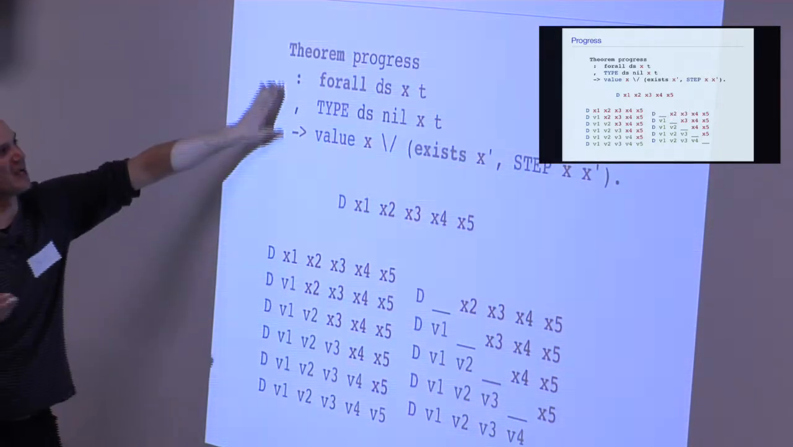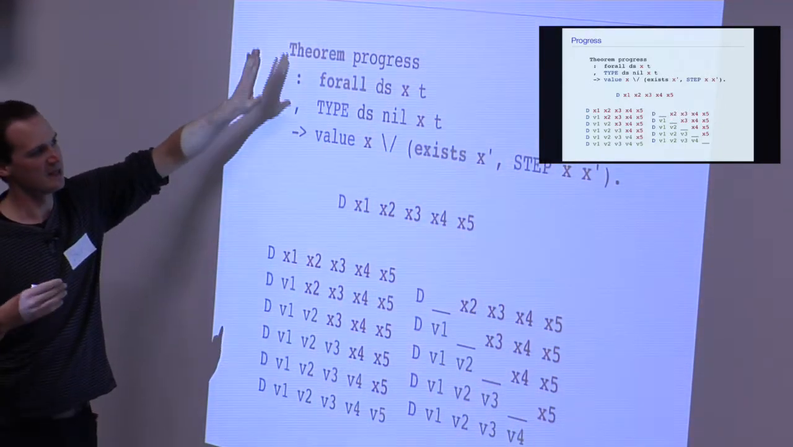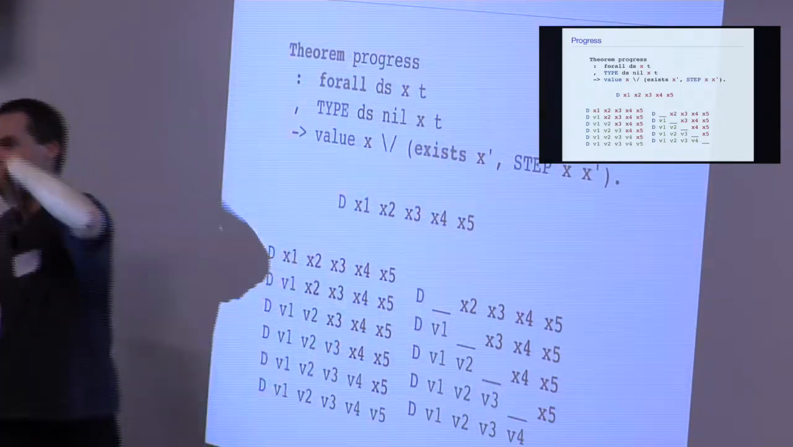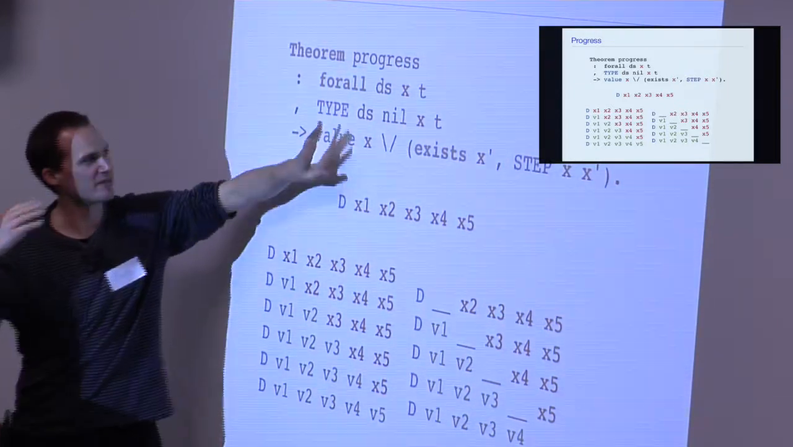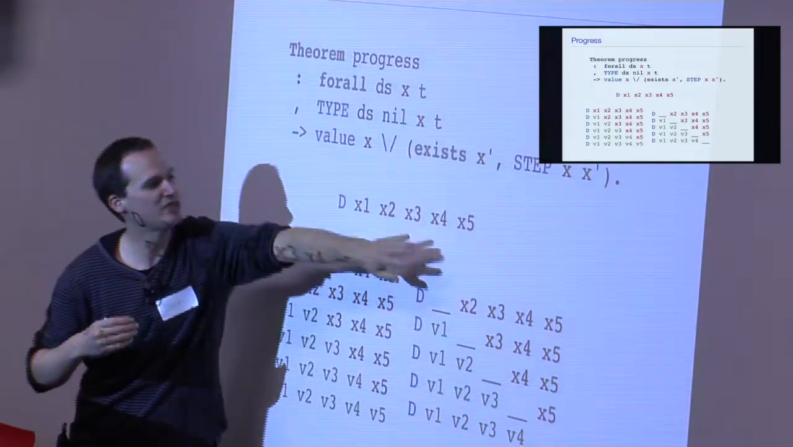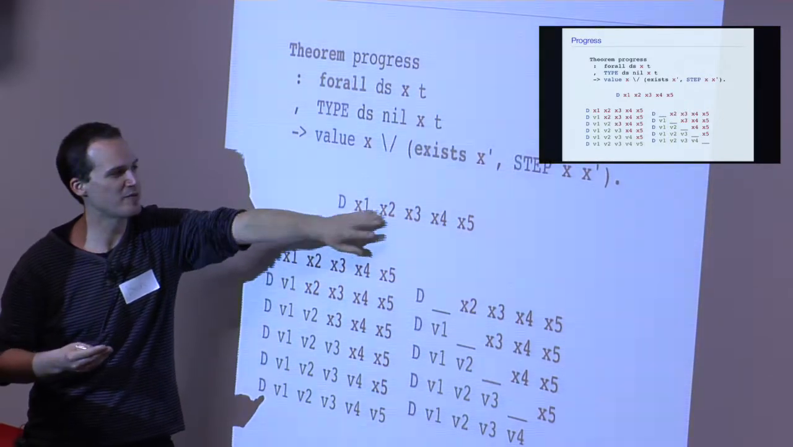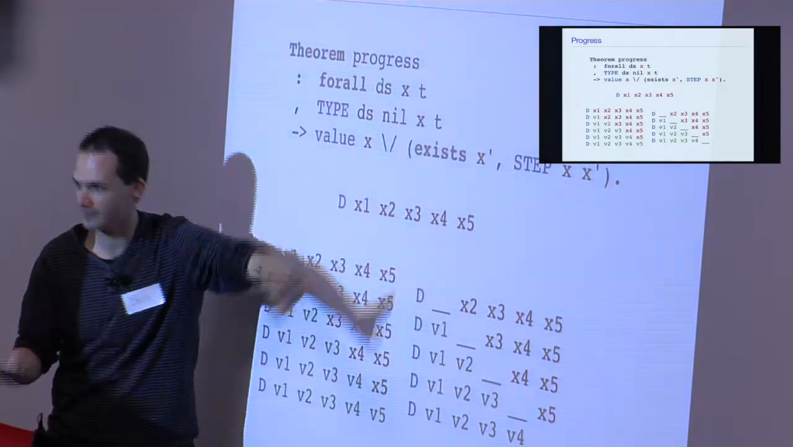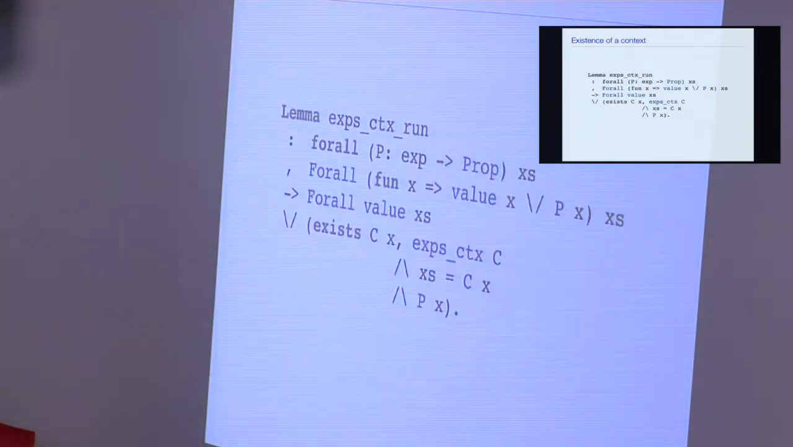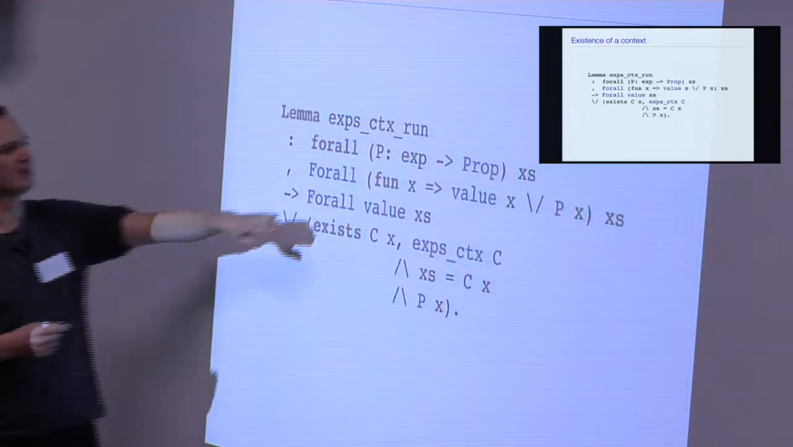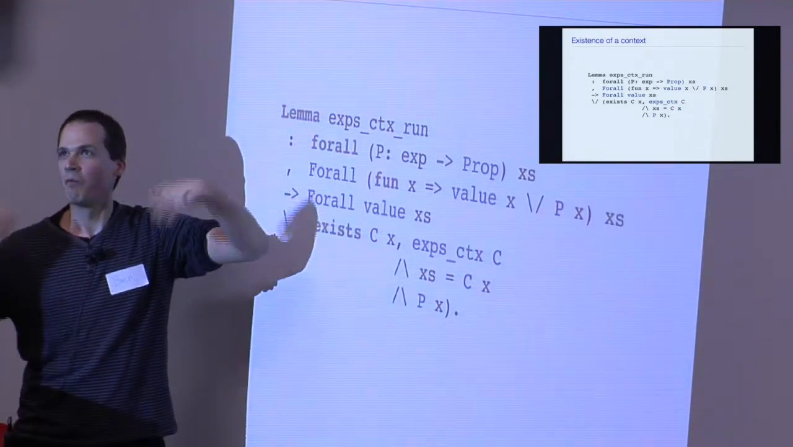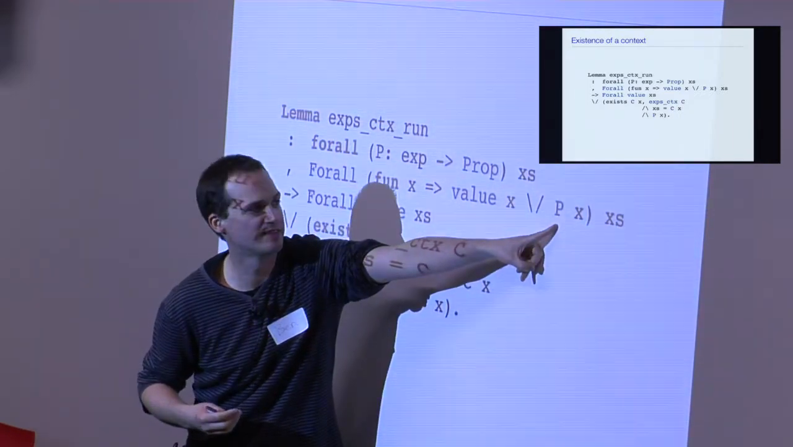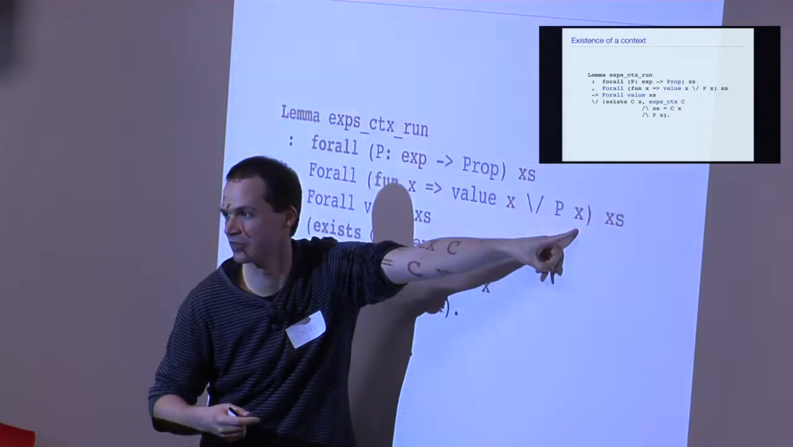One of the things you have to prove for this is that, given that progress is true for each of these sub-expressions, either all sub-expressions are already values, or there exists a context where one of them can take a step. That's what this lemma says, which I worked out. So one of them can take a step, which I've just contracted into P. Imagine P says there exists x prime such that x goes to x prime.